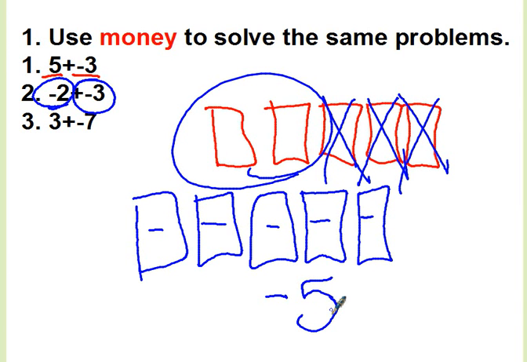I would like for you to give me a sentence explaining 3 plus -7 using this money example. Once you have your sentence written and an answer as part of your sentence, you may raise your hand and have your teacher check your answer.